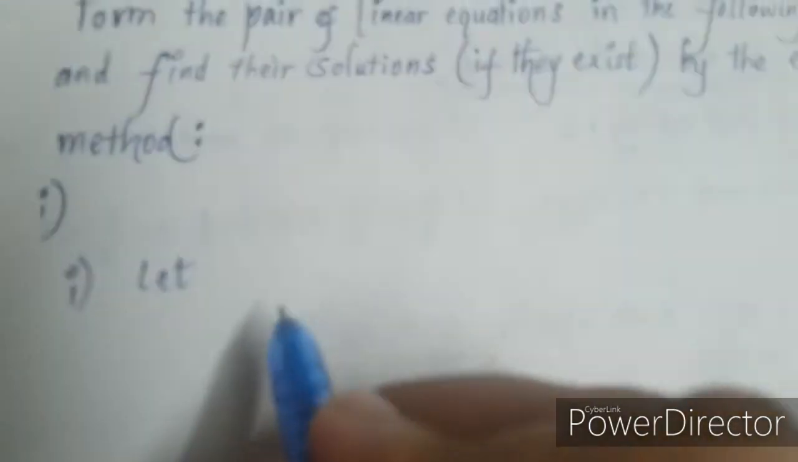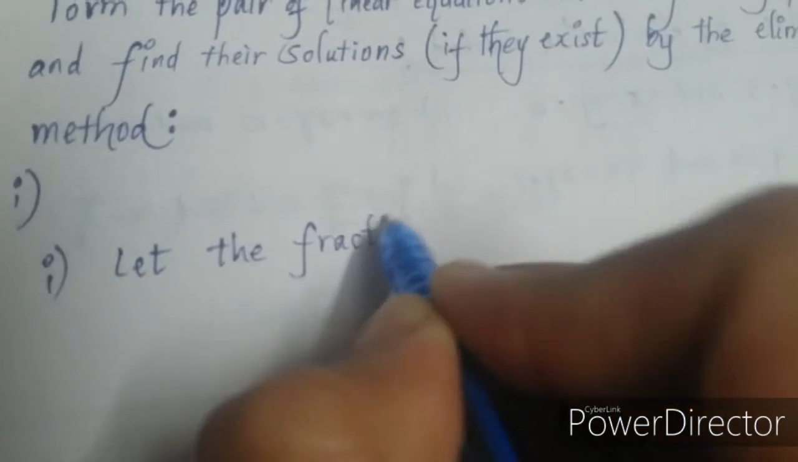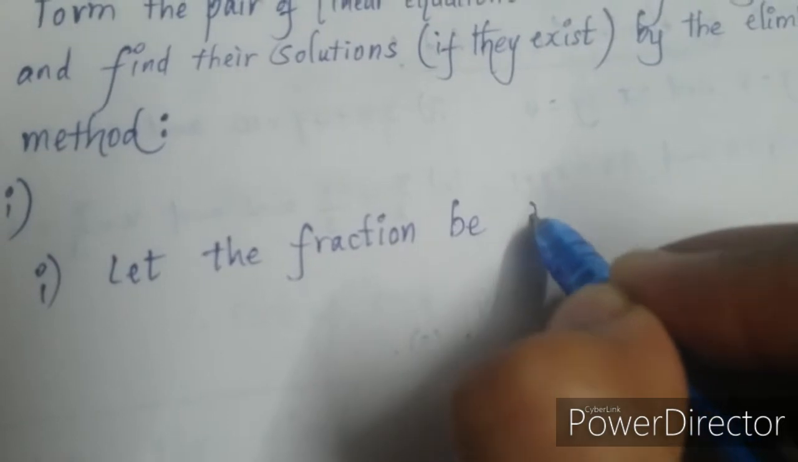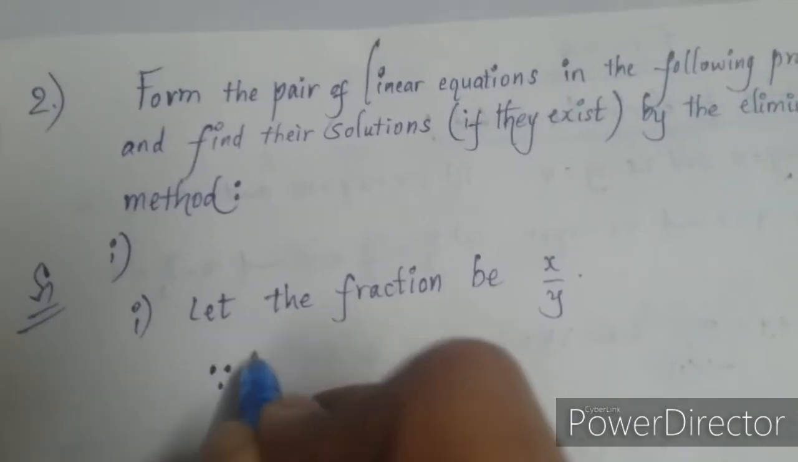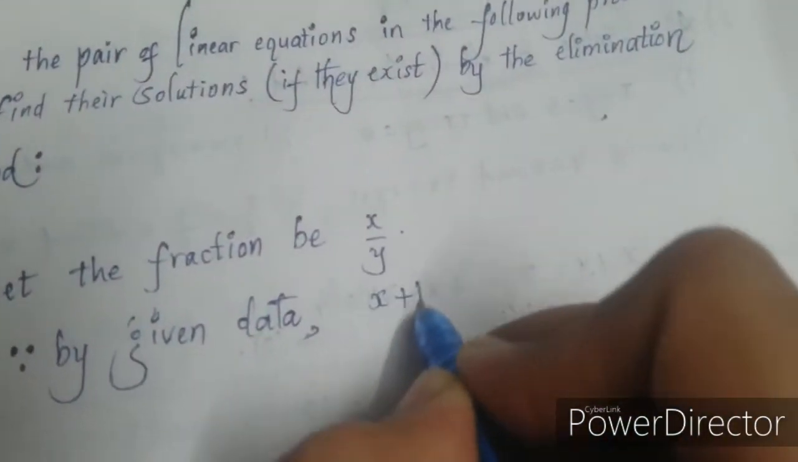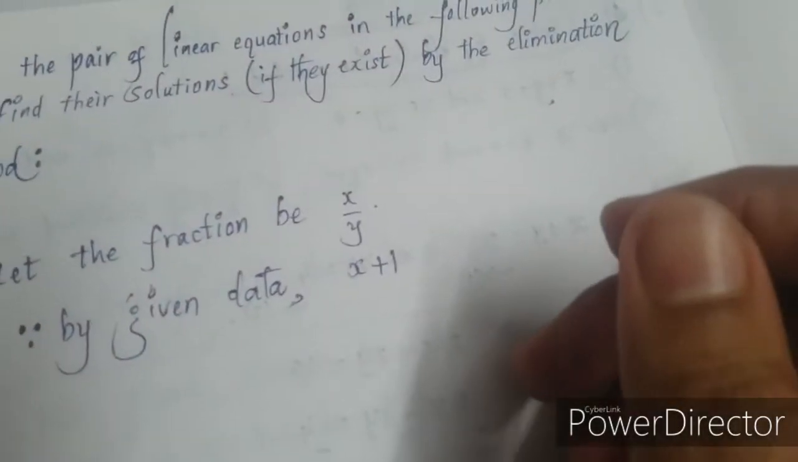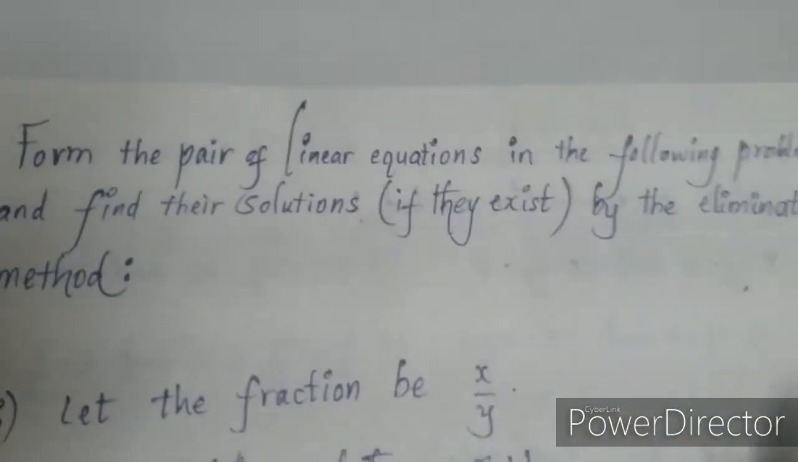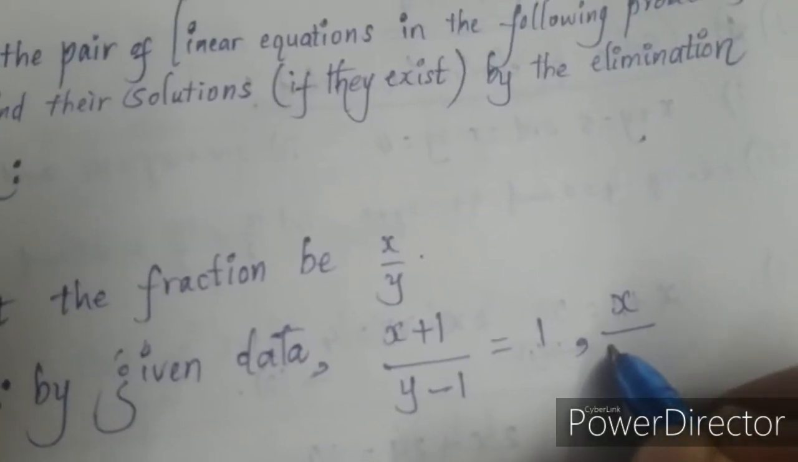Let the fraction be x by y. By the given data, if we add 1 to the numerator and subtract 1 from the denominator, it becomes 1. And if we add 1 only to the denominator, the fraction becomes 1 by 2.